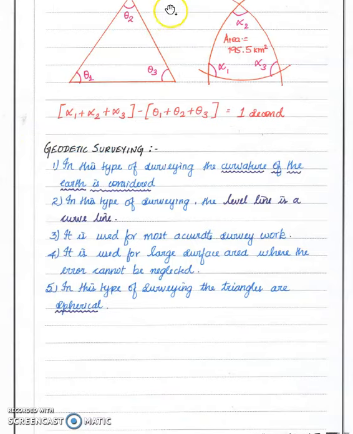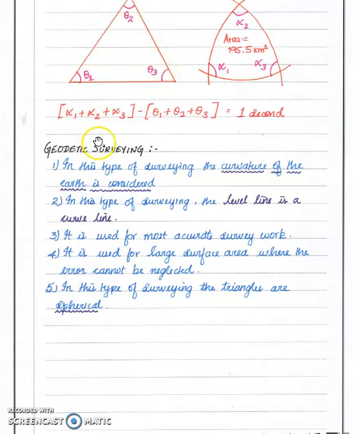Now you can see here this triangle made in plane surveying. Hence it is plane triangles. See here the survey lines are curved ones. Hence these are spherical triangles. This is made in geodetic surveying. Here the lines are curved and here the lines are straight ones.